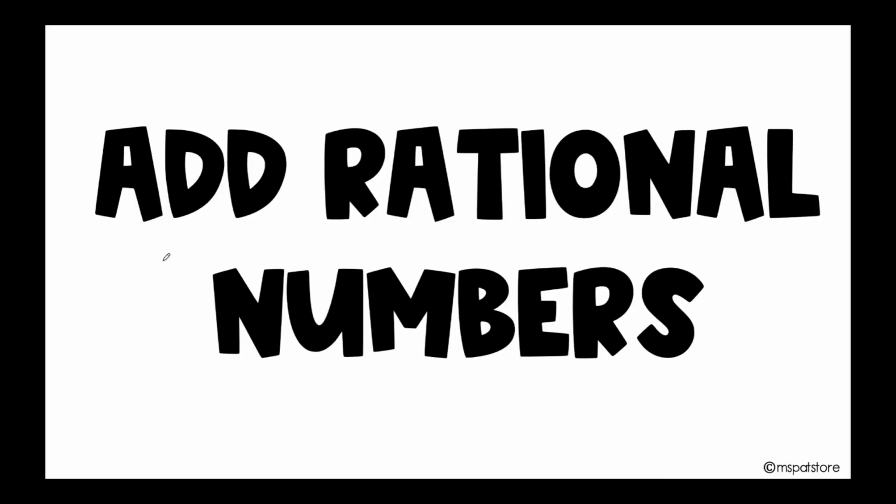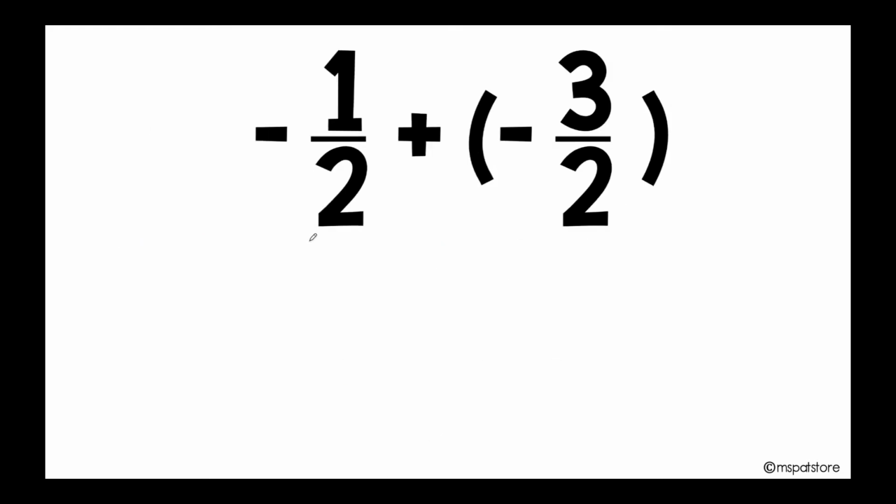In this video, you're going to learn how to add rational numbers. Remember that a rational number is any number that can be written as a fraction. All right, let's take a look at this example. As you can see, these rational numbers have the same sign, so you will use the same rules that you use when adding integers.